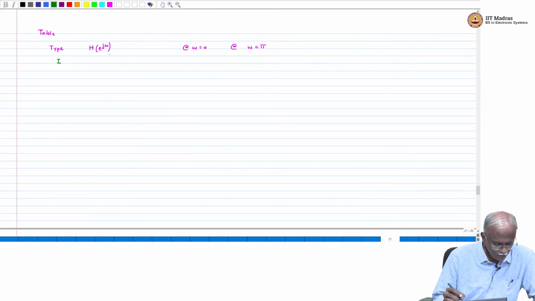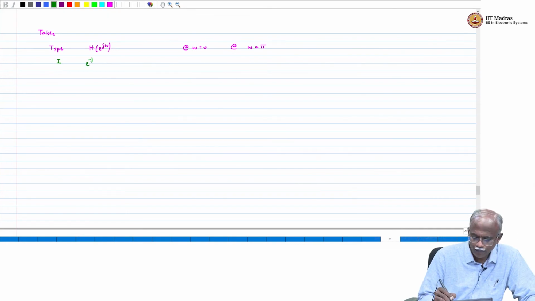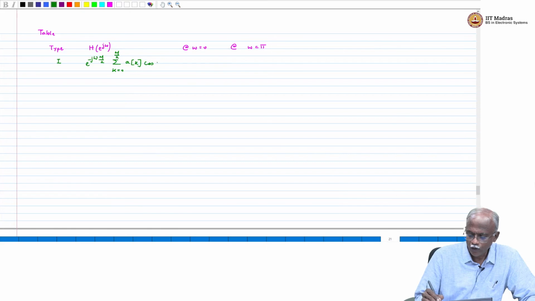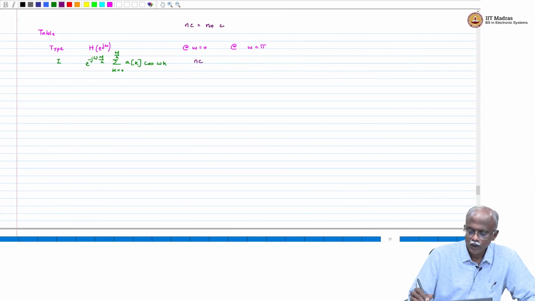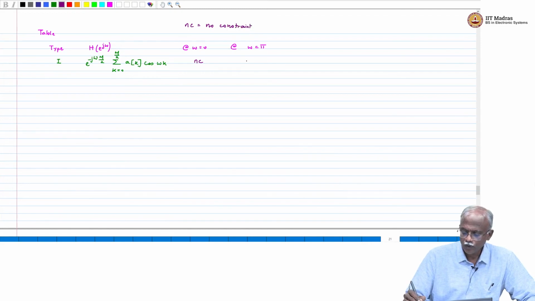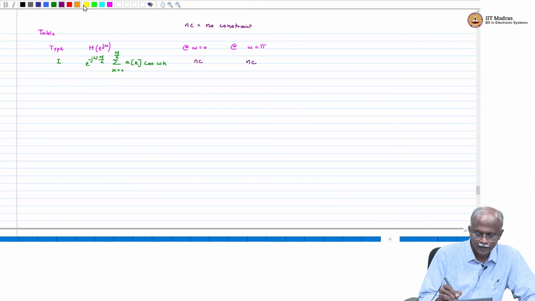The expression for this was e^{-jωM/2} summation k equal to 0 through M/2 of a[k]. We defined what a[k] was, cosine ωk. Okay, and there is no constraint. NC means no constraint. No constraint at ω equal to 0. No constraint at ω equal to π.